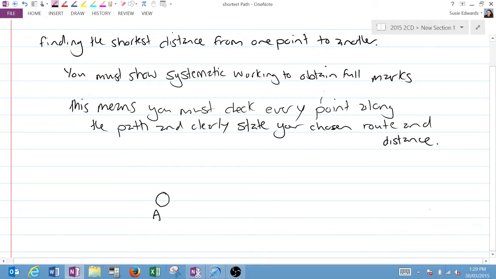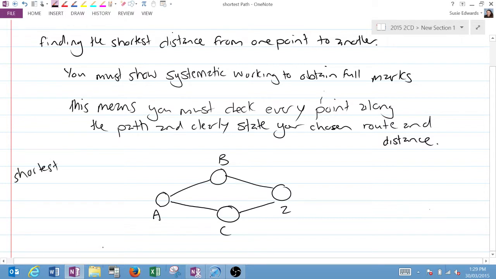Try and put big circles here because this will be easier for us. Alright, so imagine we're going to be trying to go from the shortest path. For all of these, we're going to go shortest path from A to Z. And it has these numbers there.